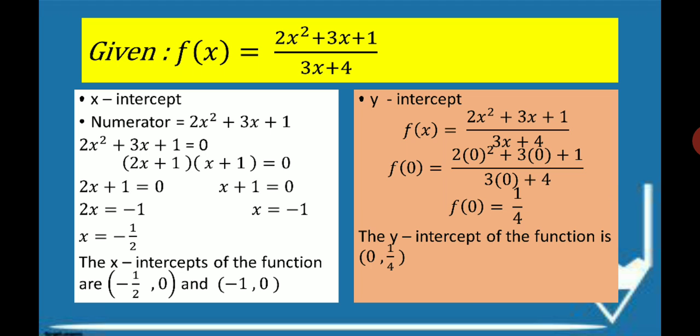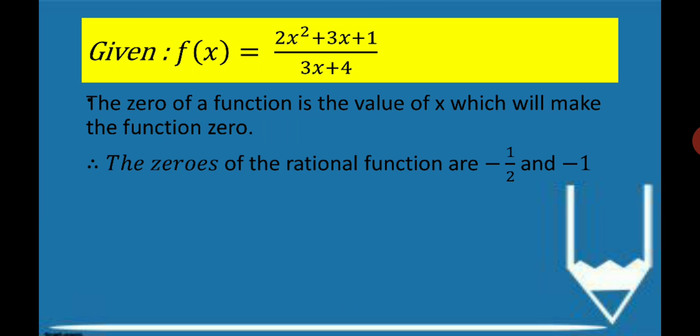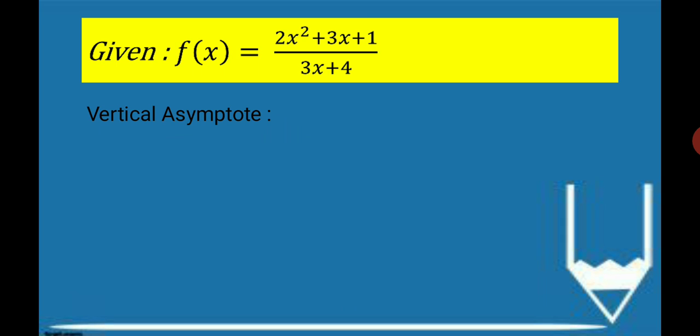What else is needed in the problem? The zeros of the function. Since our x-intercepts are negative 1/2 and negative 1, those are also the zeros of the rational function. How about the vertical asymptote? How do you find the vertical asymptote? Okay, correct. Equate the denominator to 0.